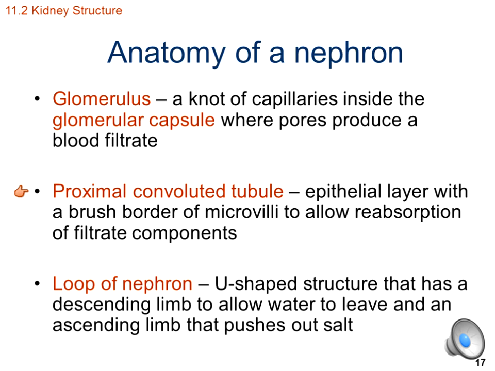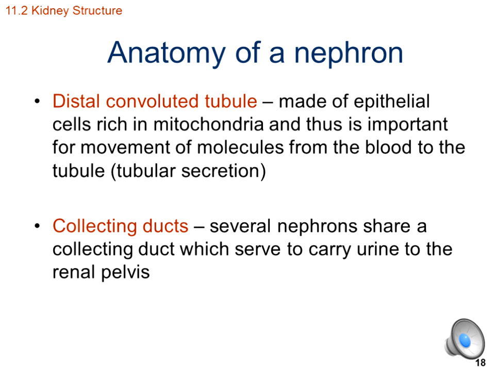So things like glucose and proteins and carbohydrates were secreted out by the glomerulus. It was all thrown out of the bloodstream. Well, the proximal convoluted tubule helps to bring some of those things back into circulation. Then we have the loop of the nephron, also known as the loop of Henle. It's a U-shaped structure that has a descending limb that allows water to leave, and an ascending limb that goes up that pushes salt out.